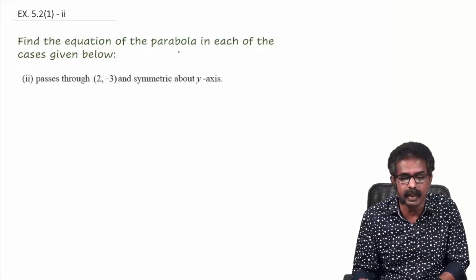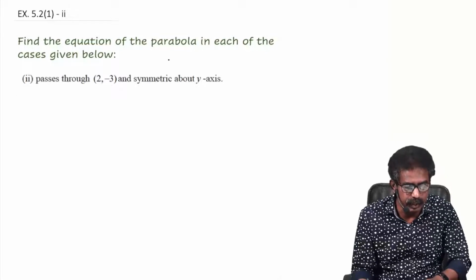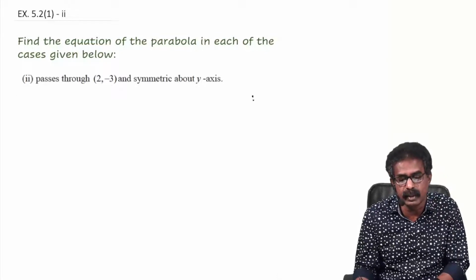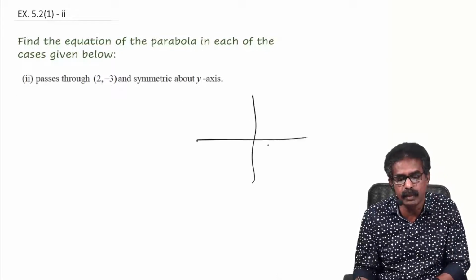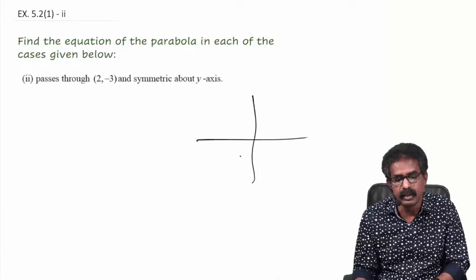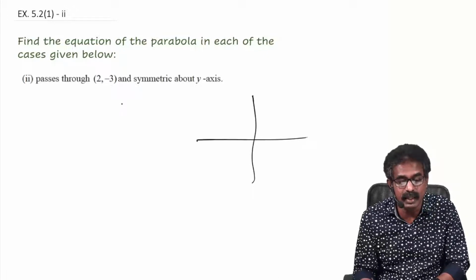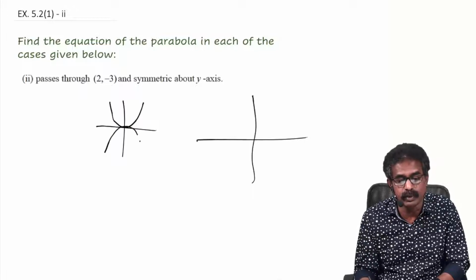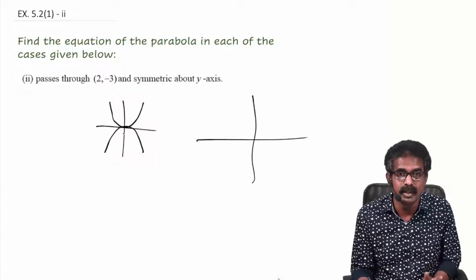Again find the equation of parabola. And what is given here? It passes through 2 comma minus 3. So please listen here. Passes through 2 comma minus 3. Okay, symmetric about y-axis. Please listen. Symmetric about y-axis means it should be either this or this type. So any one of these, both are symmetric about y-axis only.